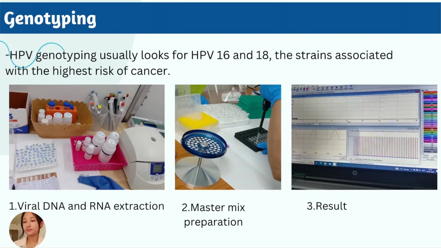After that, if we get a positive for HPV, we have to take it to the genotyping unit to look at the strains, whether it is HPV 16 or 18. These are the strains associated with a higher risk of cancer, so we have to diagnose them. For the process, we first started with the viral DNA and RNA extraction, and the next day we did the master mix preparation, and finally the GeneXpert will read the result on the computer.